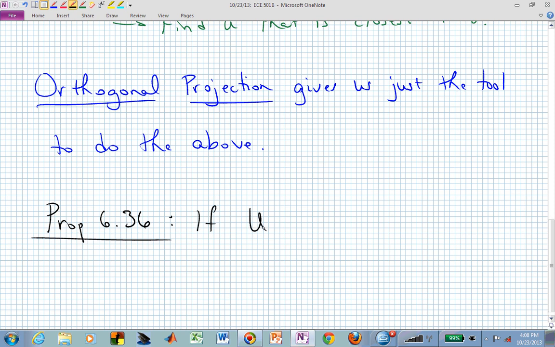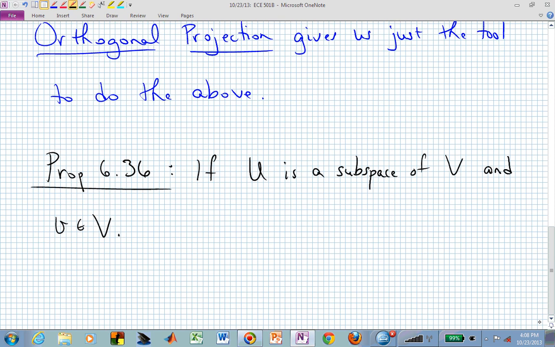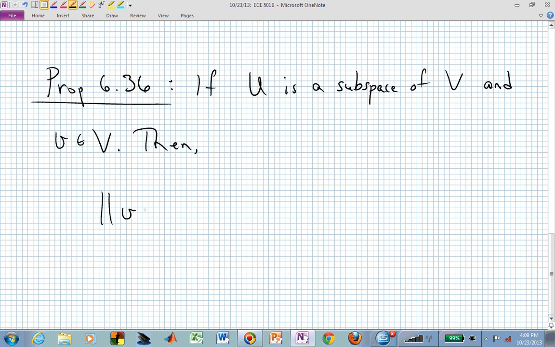Proposition 636 is the following. If U is a subspace of V, and we're given a vector V in that underlying vector space V, then what we will do is look at the norm of the difference between the original vector and its orthogonal projection onto the subspace U, and compare that with every norm between V and every other vector U in the subspace U.